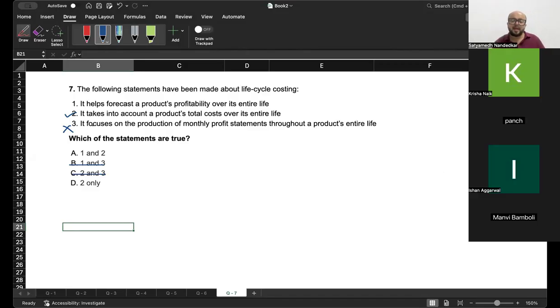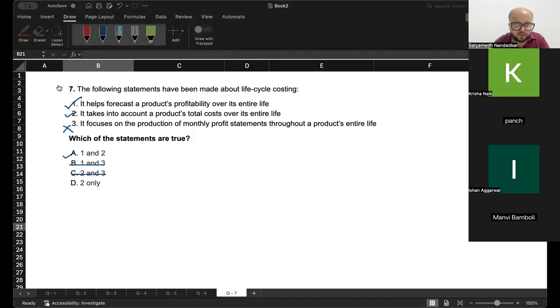Now look at 1. It helps forecast a product's profitability over its entire life. This is true. Statement 1 is true, because now you're not only focused on profitability per unit or profitability per year. You're looking at the entire life and then arriving at the profit figure, which is why the answer is option A. Okay, have a look once. Any questions that you have, please let me know.